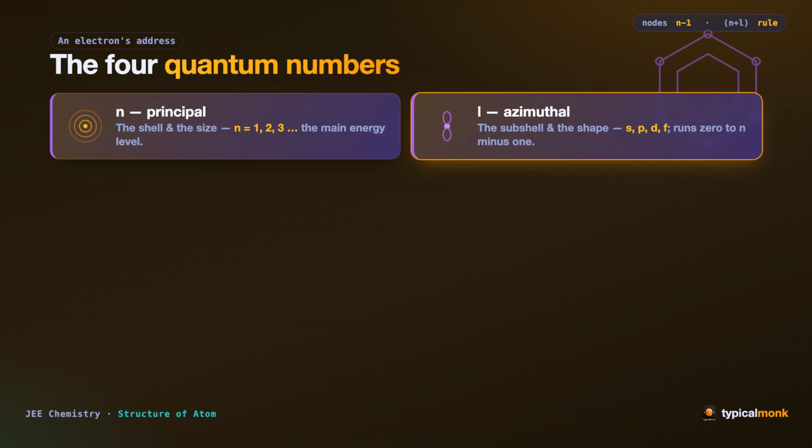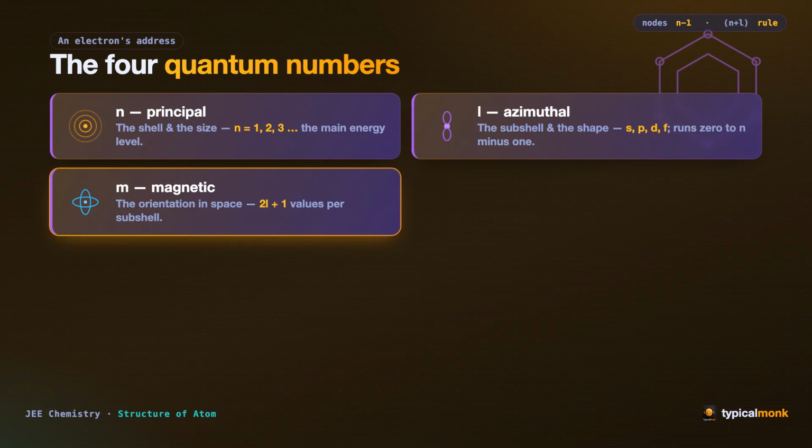The second is L, the azimuthal quantum number. It names the subshell, and it decides the shape. L runs from 0 up to n-1, and we give its values letters. L equal to 0 is S, 1 is P, 2 is D, 3 is F. So L is the shape of the room.